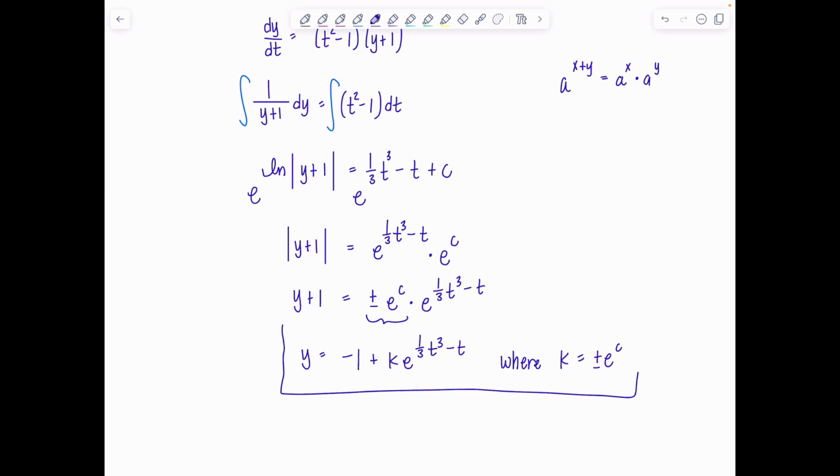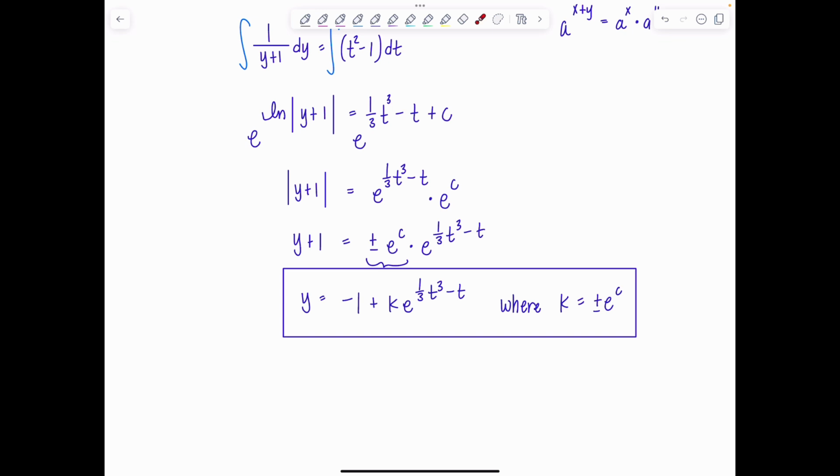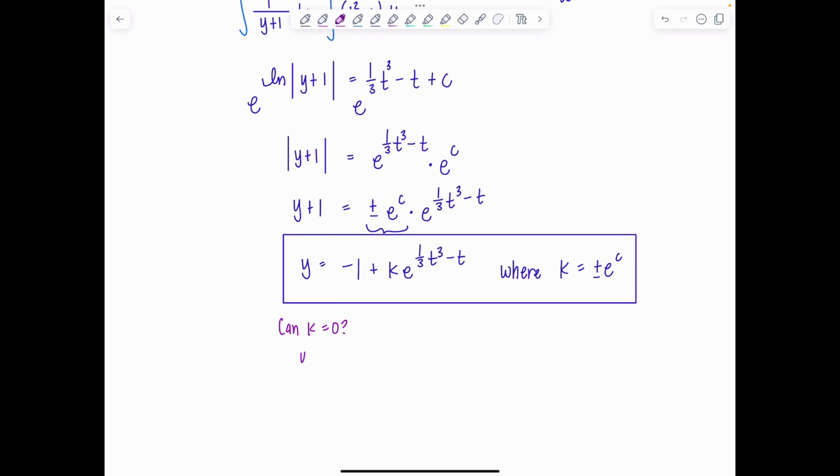I did state in the directions, specify what values these constants can take on. So k right now, since it's plus or minus e to the c, is all positive numbers as well as all negative numbers. e to the c is never negative, but with plus or minus e to the c, I have all positive numbers and all negative numbers. The only thing I'm not sure k can be is 0, because e to the c will never give you 0. Can k be any real number? So I have to check, can k equal 0? If k is equal to 0, then my solution would just be y equals -1.